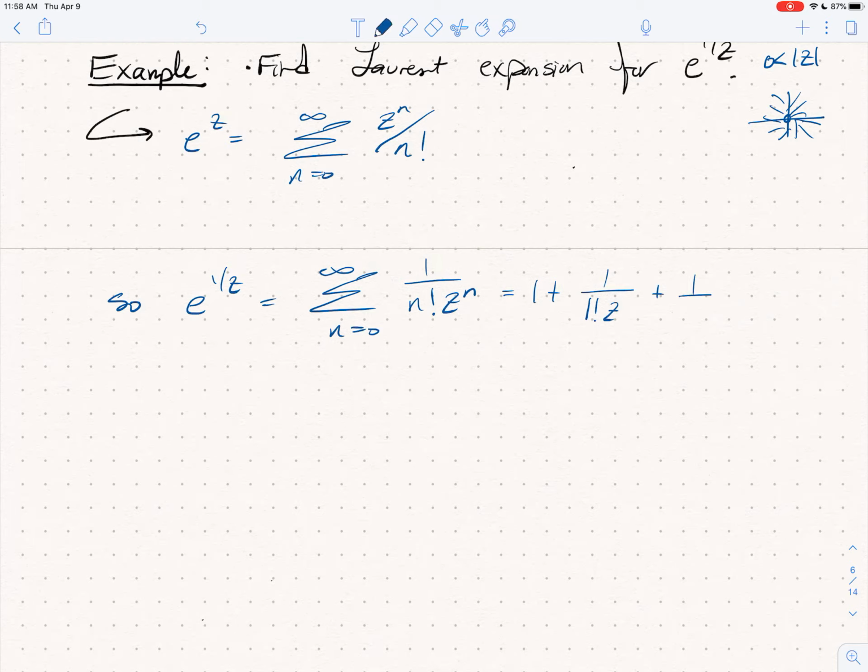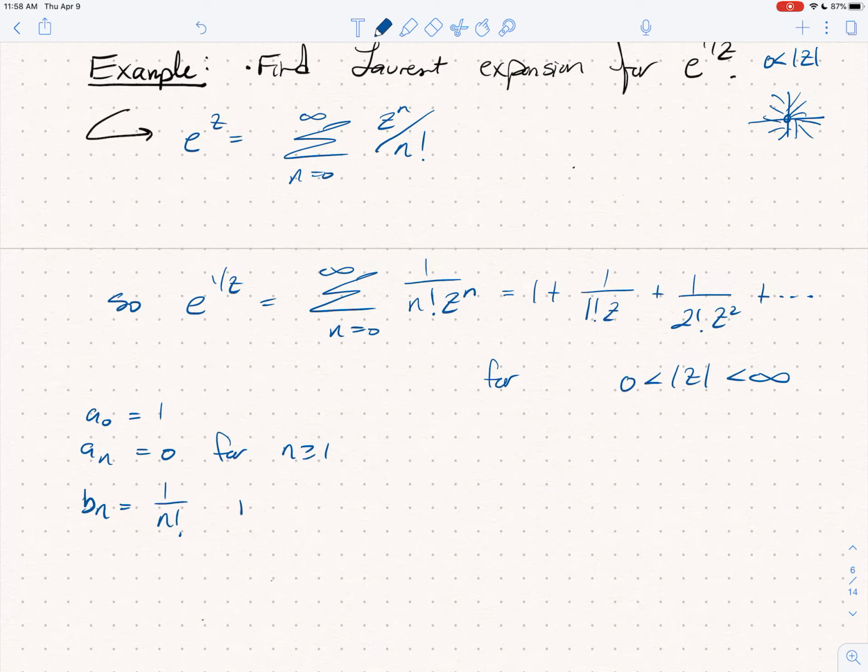So this thing looks like 1 plus 1 over 1 factorial z plus 1 over 2 factorial z squared plus so on and so forth. And again, this is valid for the modulus of z bigger than 0 and less than infinity. So by the way, using our old notation, a sub n is 0 for n greater than or equal to 1. I guess I should say a naught is just 1.